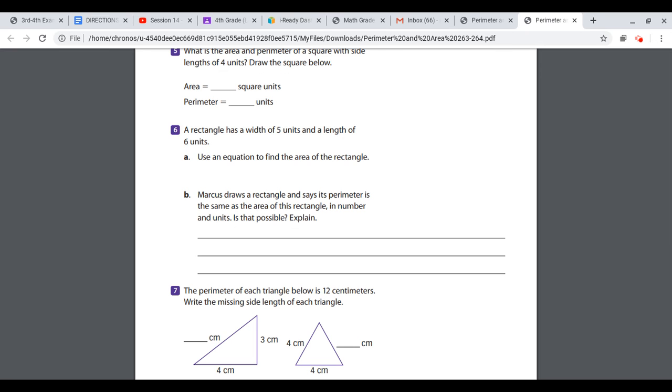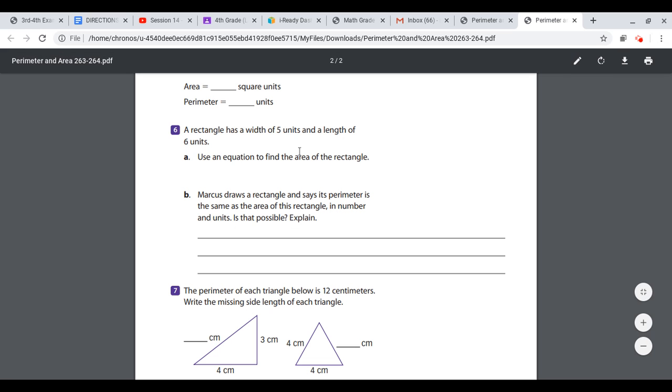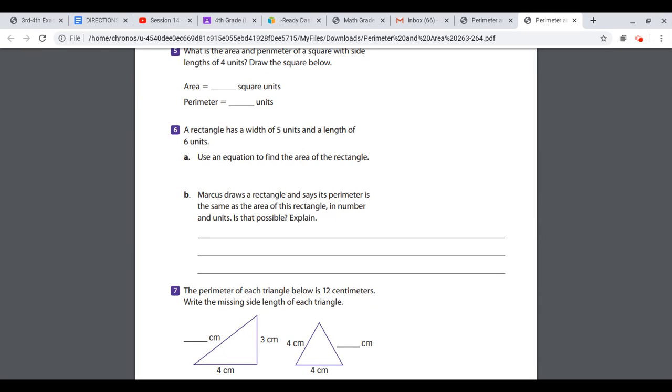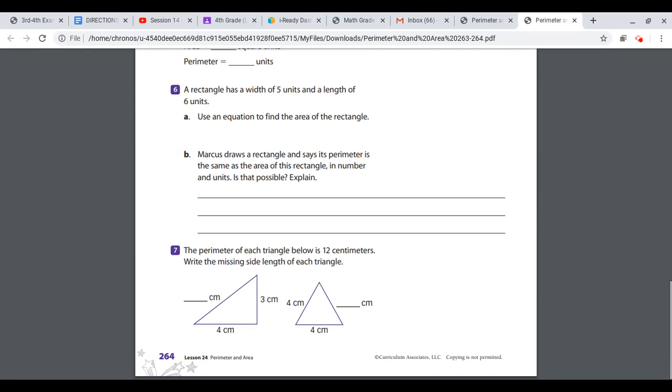It says he draws a rectangle. It doesn't say it has to be this one up here. But that is possible. So down here you're finding the perimeter of these triangles. And each of them has to be 12. So you're going to fill in the blank. Add up these two, figure out what this number has to be, and it has to equal 12. All 3 of them added together has to equal 12. The same thing for that one.